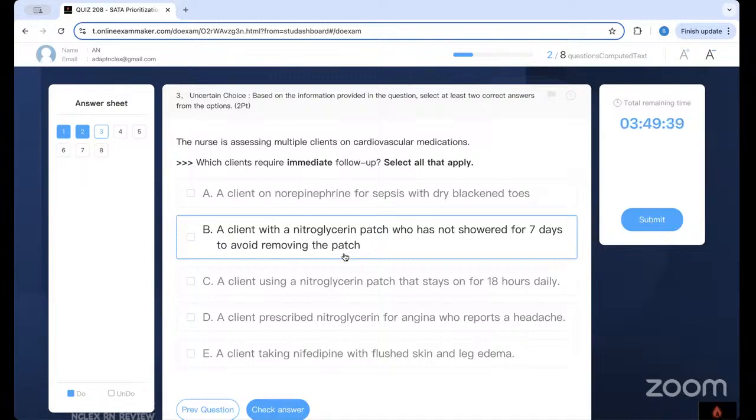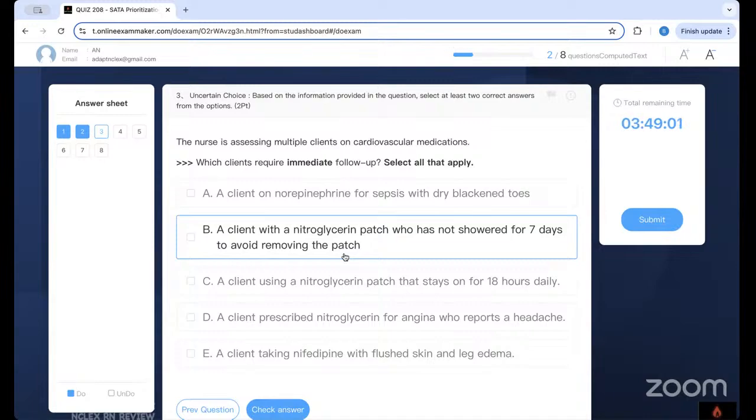A client on norepinephrine for sepsis. And what do you see? Dry, blackened toes. The patient's toes are black. A client on a nitroglycerin patch. He has kept the patch on for what? 7 days. He's not taking a shower. The client using a nitroglycerin patch, that stays on for what? 18 hours. Don't remove the patch more than once per day. A client prescribed nitroglycerin for angina who is reporting headache. The client taking nifedipine with flushed skin and leg edema. Which of these should you worry about?